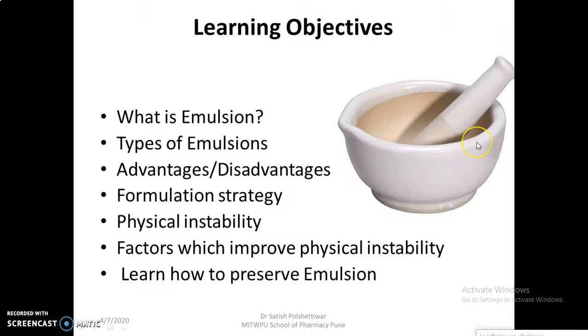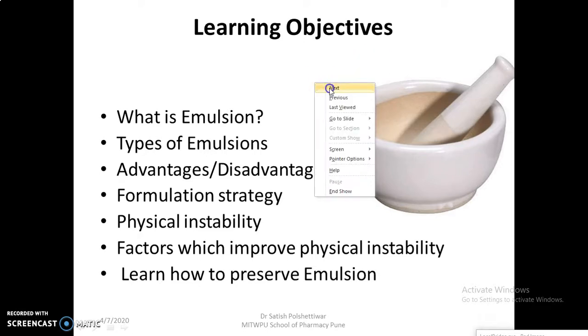In today's topic, we are going to talk about what is emulsion, how we can classify this emulsion, that is types of emulsion. Then we'll discuss the advantages and disadvantages of this emulsion. Then formulation strategy, how we can formulate this emulsion. There are different techniques where one can formulate the emulsion. Then physical instability, we will also discuss the factors which will improve the physical instability, and we will learn how to preserve the emulsions. These are the things that you are going to learn from today's session.